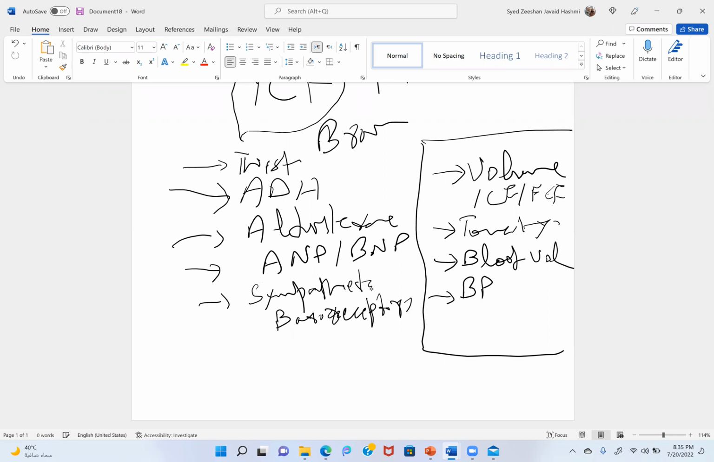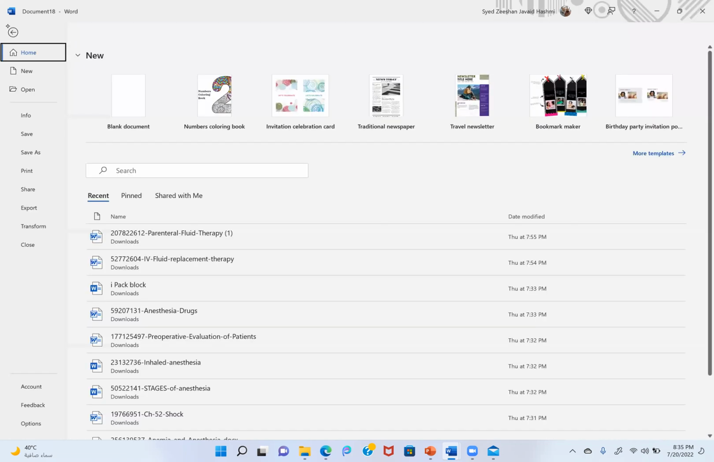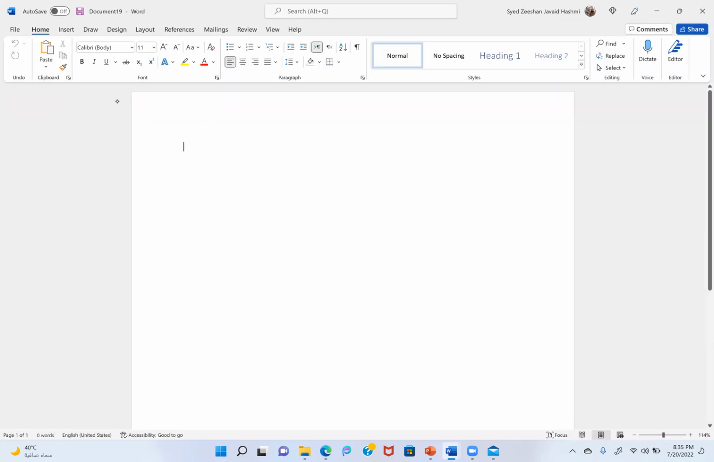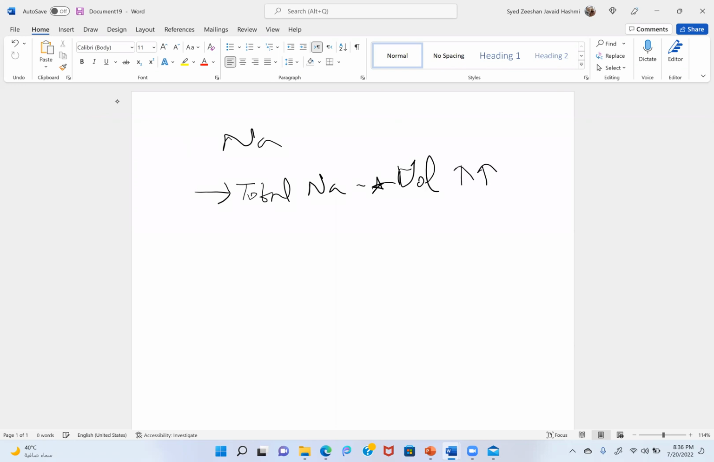So if we have any problem in this mechanism, it will result in either high sodium or low sodium. Whenever we are trying to understand hyponatremia or hypernatremia, the basic concept is whether total sodium is increased or not, whether the volume status is increased or decreased, and also what the effect is on the osmolality.